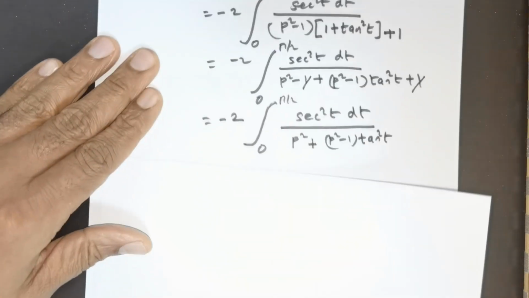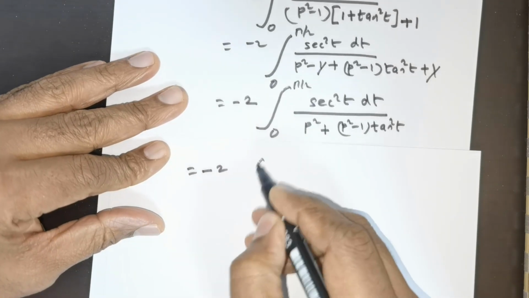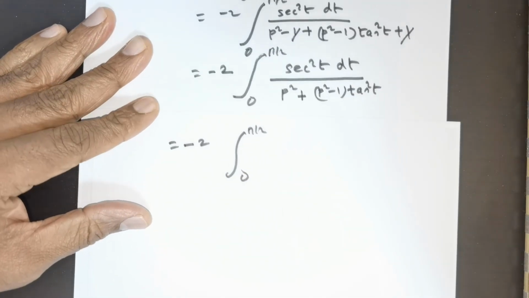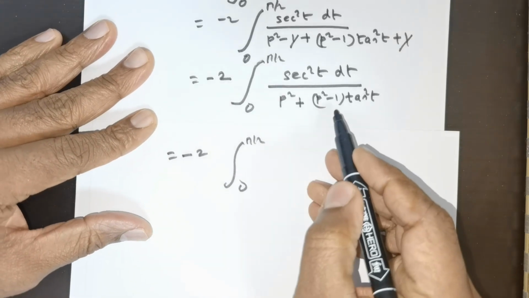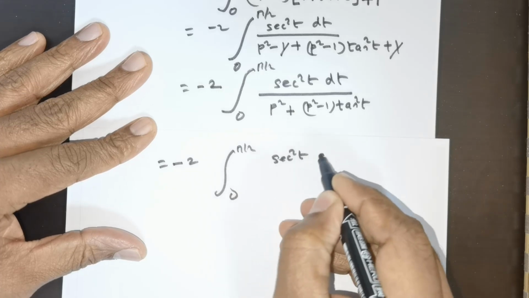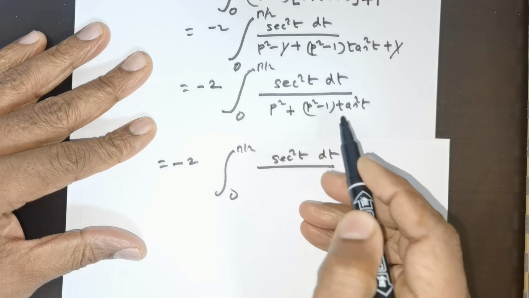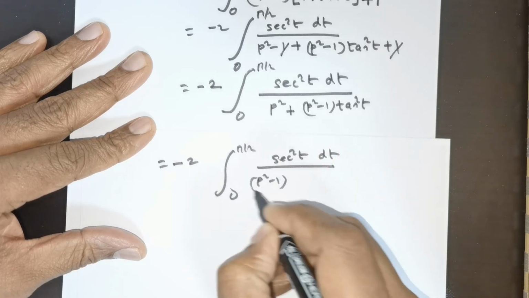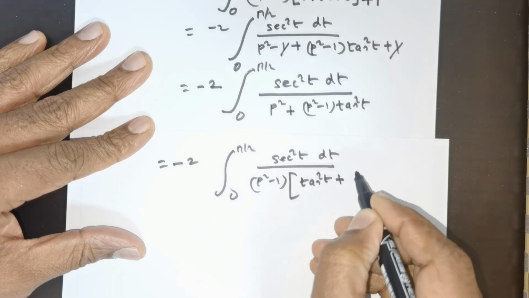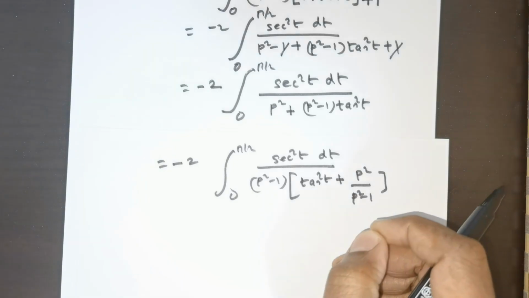So let me go to another new slide. So this is equal to negative 2 times the integral from 0 to pi over 2. Now I would like to take this p squared minus 1 out. So this is secant squared t dt divided by, so that tan squared t is having a coefficient 1, so I take p squared minus 1 out. That would give me tan squared t plus p squared over p squared minus 1. So this is what I've got.